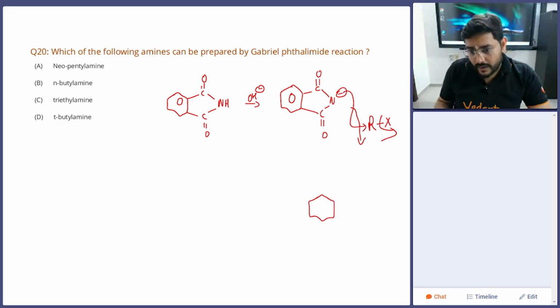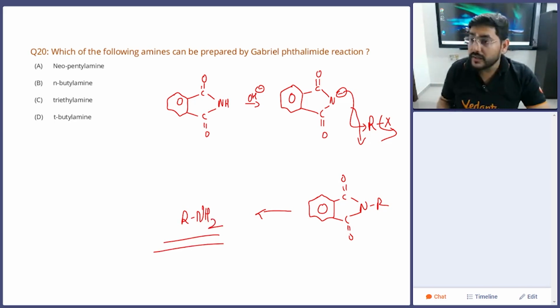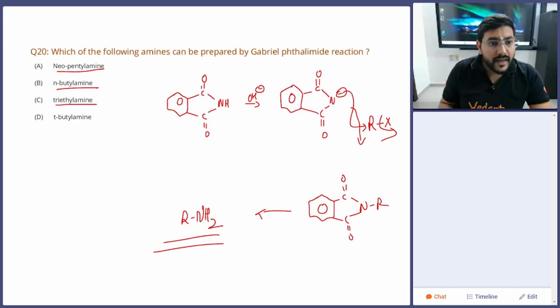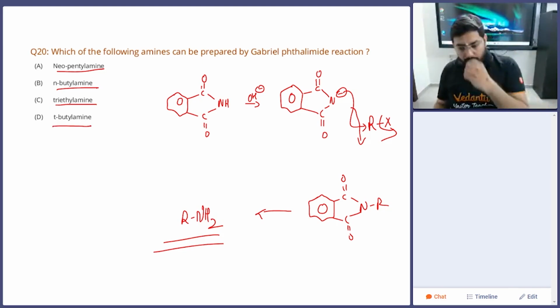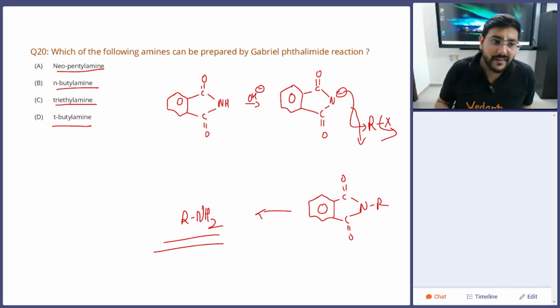Now we are going to hydrolyze it, and finally we are going to get the 1 degree amine. Yes or no on hydrolysis? So here neopentylamine, N-butylamine, triethylamine and tertiary butylamine. Now here more than one compound is 1 degree amine, but what will be the right answer? The right answer is N-butylamine.